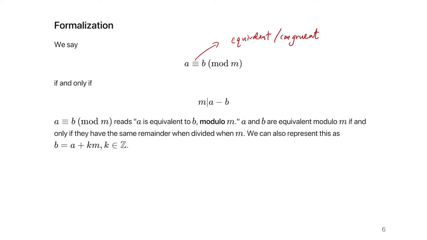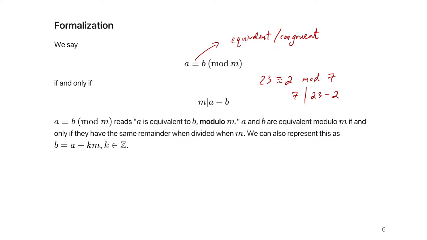Okay, so for example, we could say, I don't know, 23 is equivalent to 2 modulo 7. Why? Well, because 7 divides the difference of 23 and 2. Because the difference of 23 and 2 is 21, and 21 is a multiple of 7. So modulo 7, we can say the numbers 23 and 2 are congruent or equivalent. Is that clear?